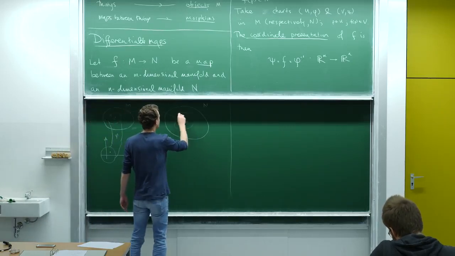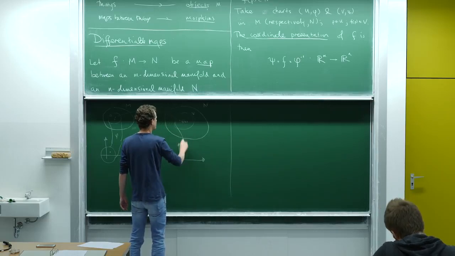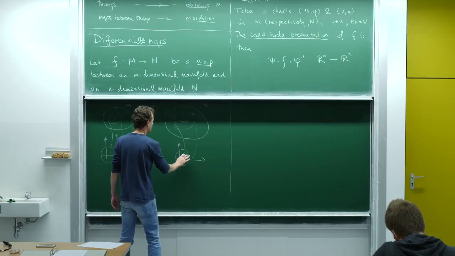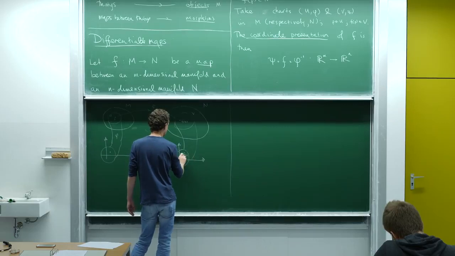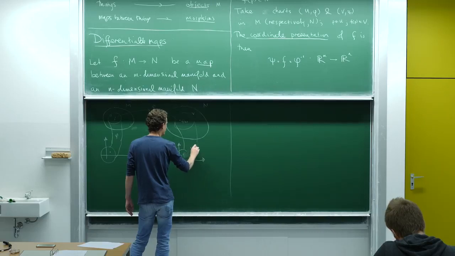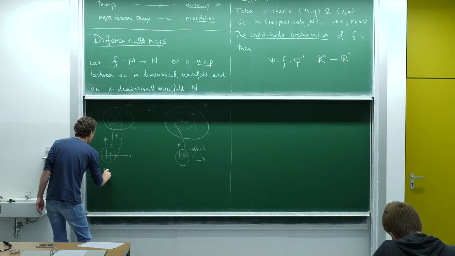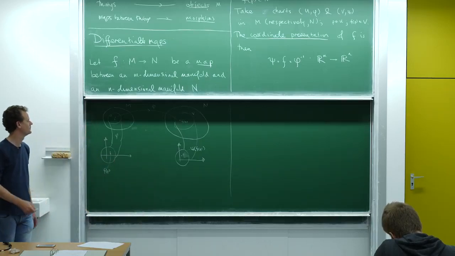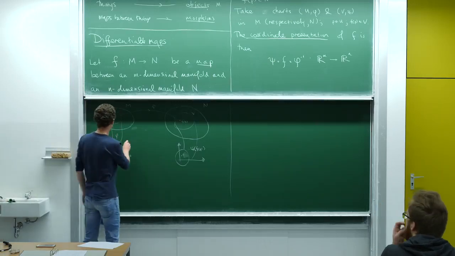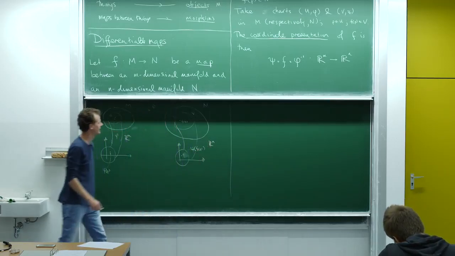And we do the same around here. This is V. Take it to Euclidean space. Here's f of p. Oops, that was wrong. That's psi of f of p. And this is phi of p here. And then a map F induces a map between our nice affine spaces here, our Euclidean spaces.